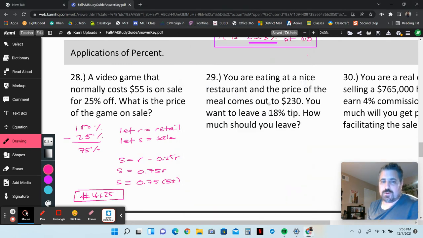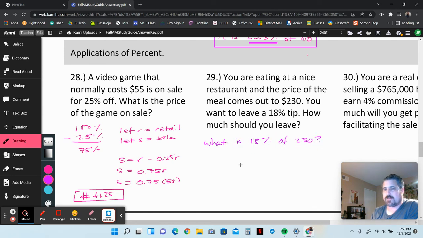Okay, for the next one over here, it says you're eating at a nice restaurant and the price of the meal comes out to $230. You want to leave a 18% tip. How much should you leave? So basically, this is a real simple one. It's literally just asking you, what is 18% of 230. Okay, that's all it's asking.